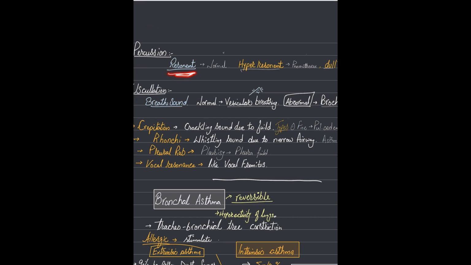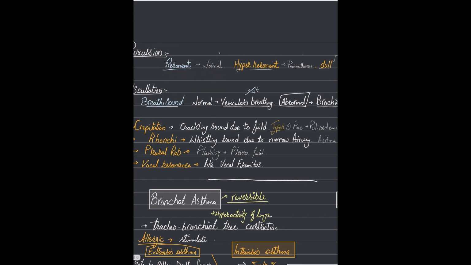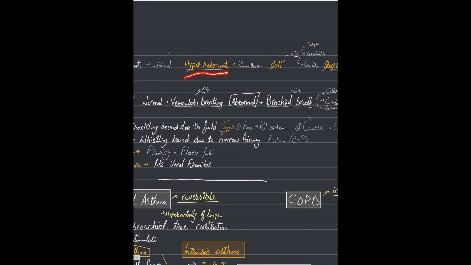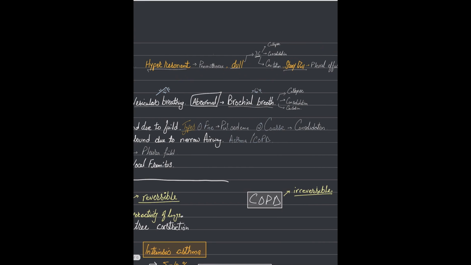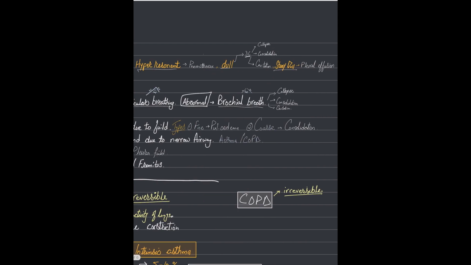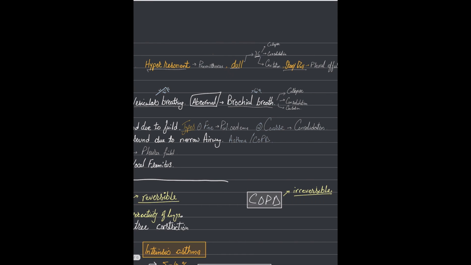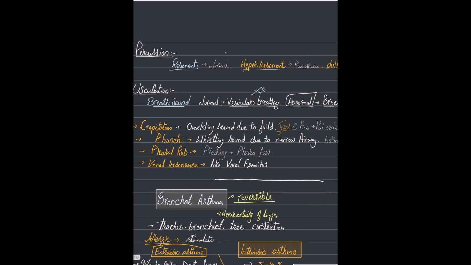Percussion, we can see resonant is normal, and if there is hyperresonance, we're going to see pneumothorax. If it's dull, it's due to consolidation, collapse, or cavity. Stony dull we mostly see in effusion. If there is a consolidation, a lot of mucus in the lungs, we won't hear too much sound, too much resonance. So that's a key point. And stony dull in pleural effusion.